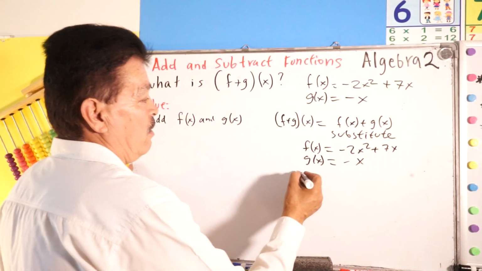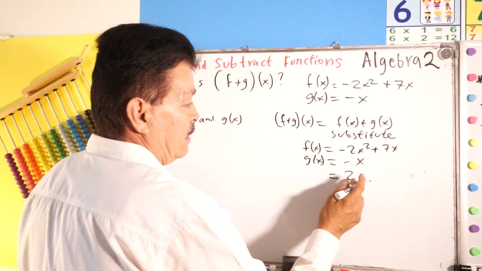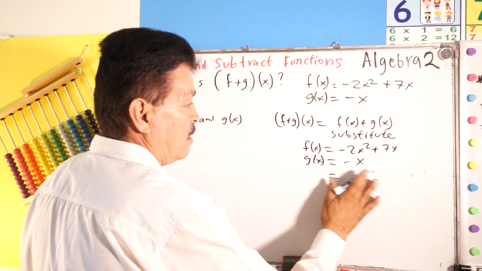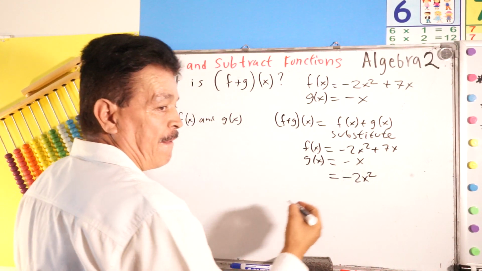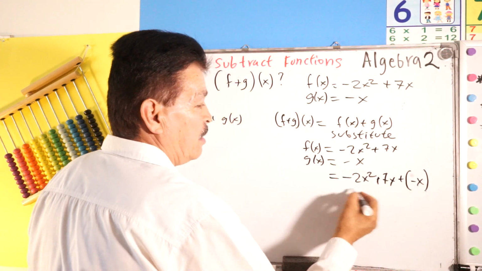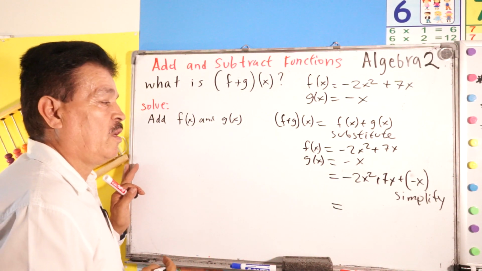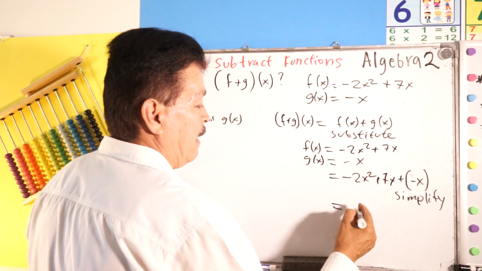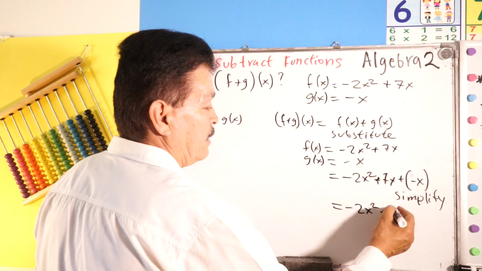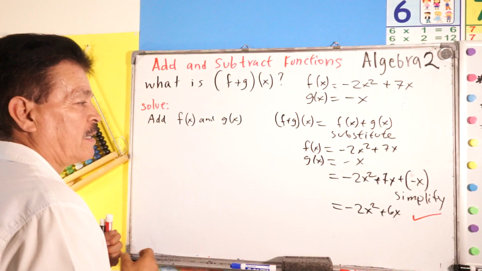All right. So now this will be equal to negative 2x to the second power plus 7x plus negative x. Simplify here. Okay, simplify. You simplify. This will be equal to, this continues the same. 7 minus 1 is going to be plus 6x. See? Right? It's very easy. Very easy.